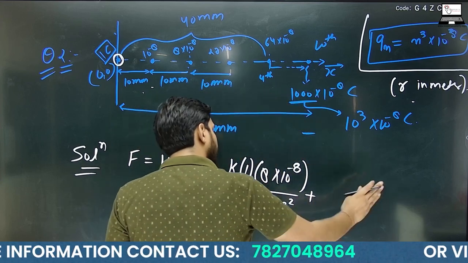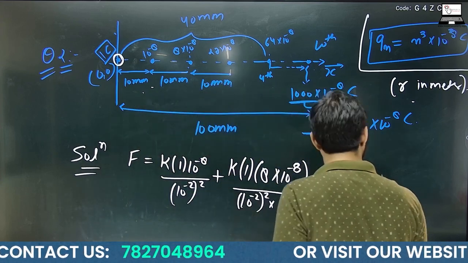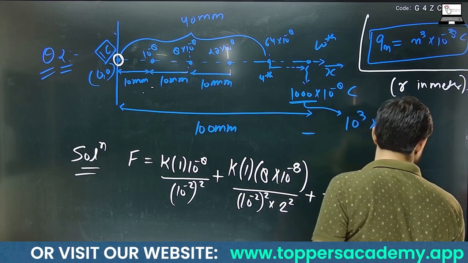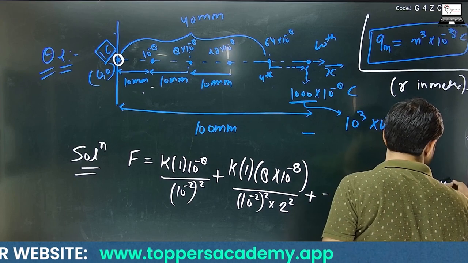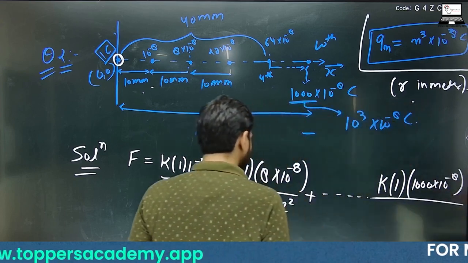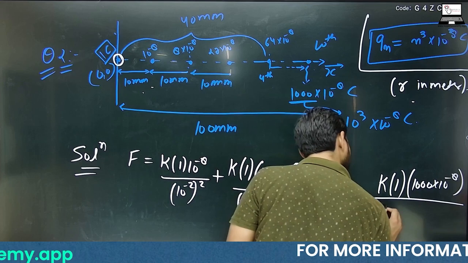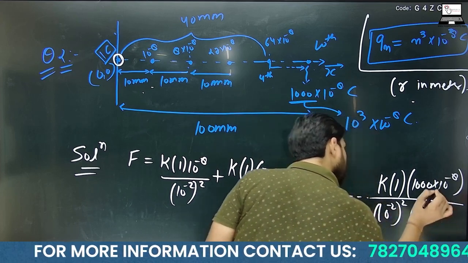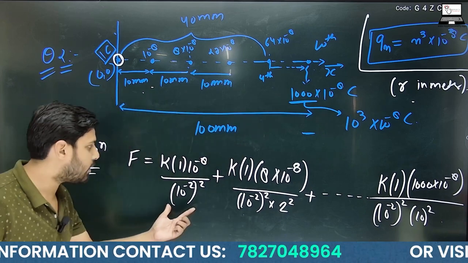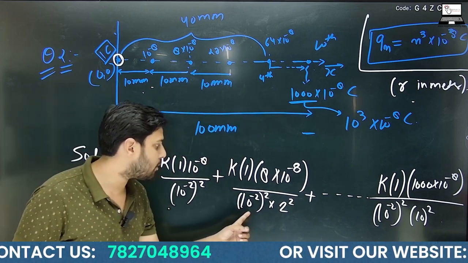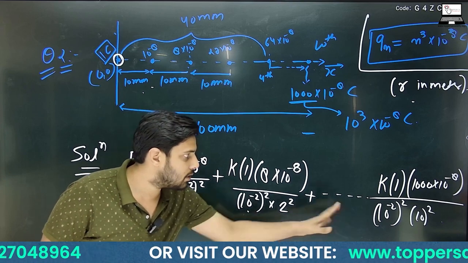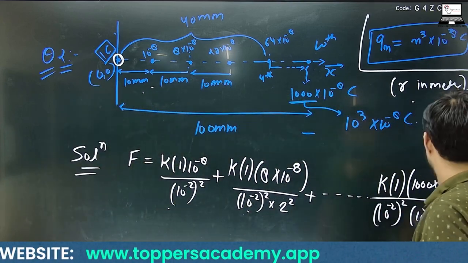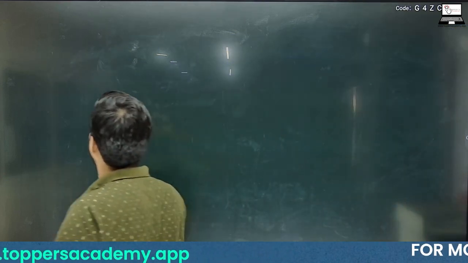In the same way we will have this 1000 upon what is this? Clear? These are the squares of distances: 2 into 10 to the power minus 2 whole square. Like this. Clear? Now we will go further.